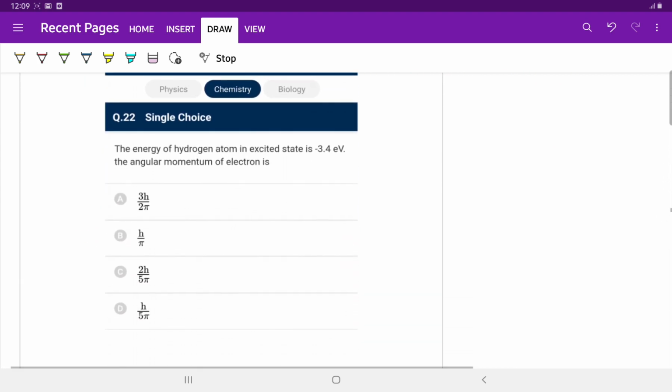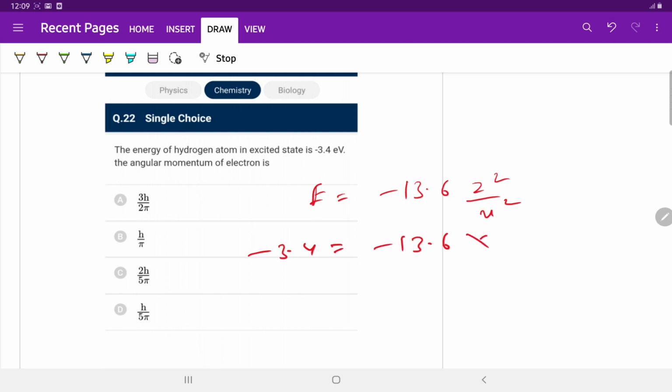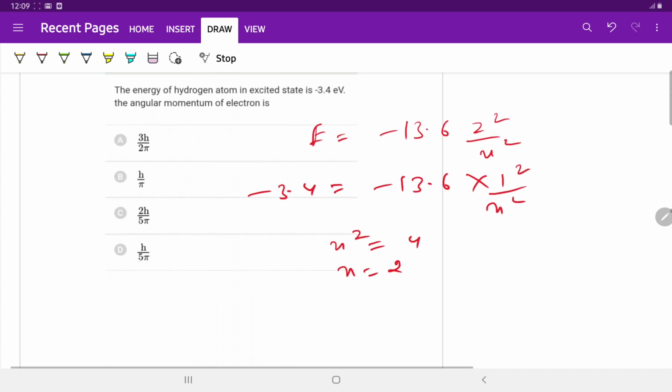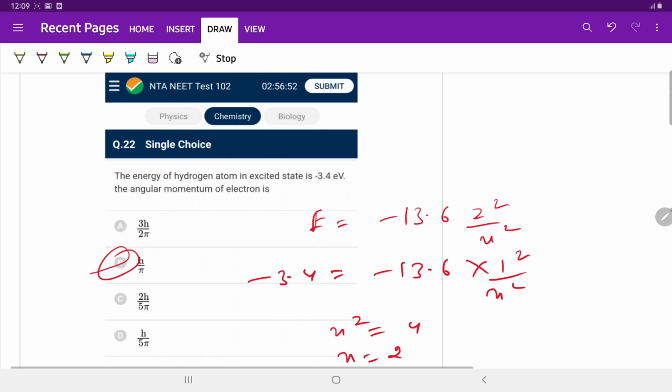The energy of the hydrogen atom in the excited state is minus 3.4 electron volt. The angular momentum of the electron is? We know very well that E is equal to minus 13.6 Z square upon n square. The energy of the excited state is minus 3.4, Z is 1 for hydrogen, so n square is equal to 4, n is equal to 2. So angular momentum m v r is equal to nh upon 2 pi. The value of n is 2, so 2h upon 2 pi. So the answer is h by pi. B option is correct for question number 22.